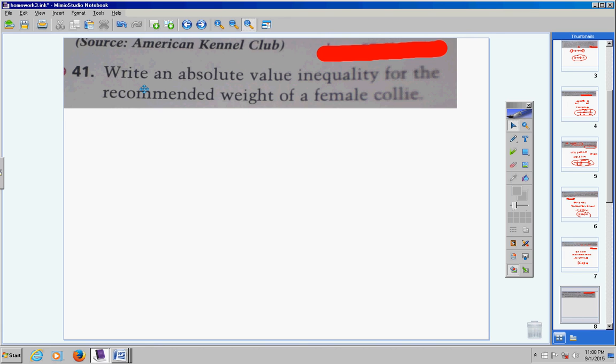Okay, no problem. First of all, a female collie has to fall between 50 and 65, so the weight should be greater than 50. Now again, I don't think we should put equals because the directions above number 41 say the weight has to fall between these two numbers, but if you put the equal sign, that's fine. It has to be greater than 50, less than 65. Now, if you add these two together and divide by 2 to find their average, you're going to get 57.5. So I'm going to subtract that from all three parts.